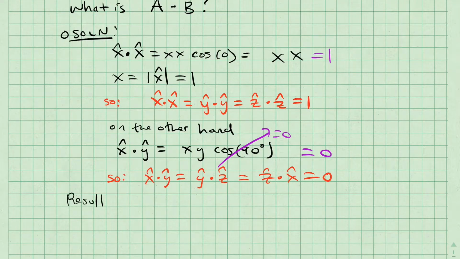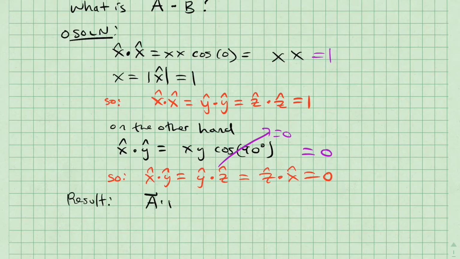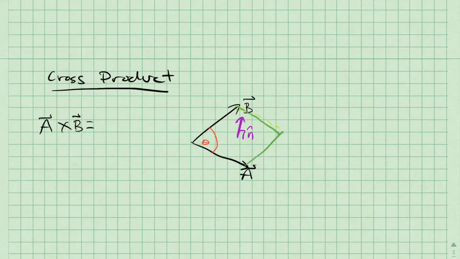As a result, the original question we asked, what is a dot b, is equal to the sum of the x components multiplied together, the y components multiplied together, and also the z components multiplied together. Next, let's discuss the cross product.